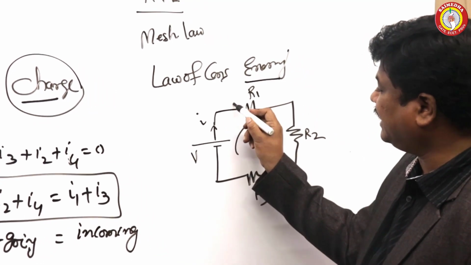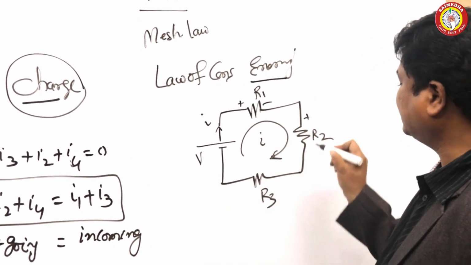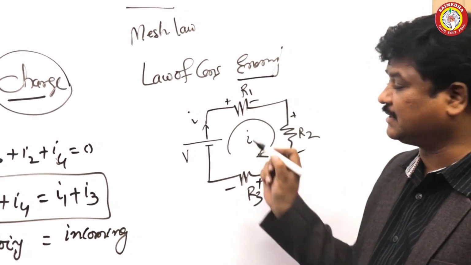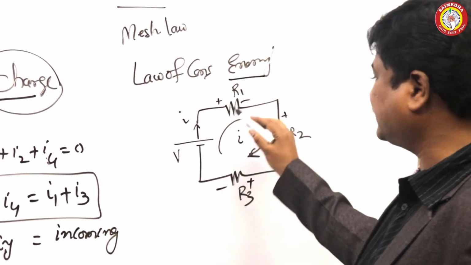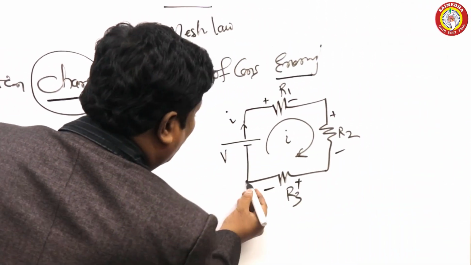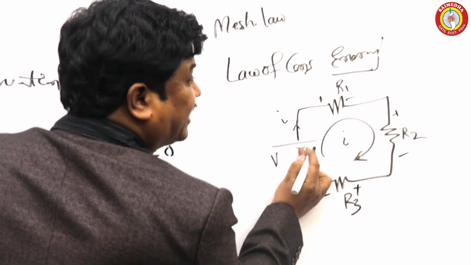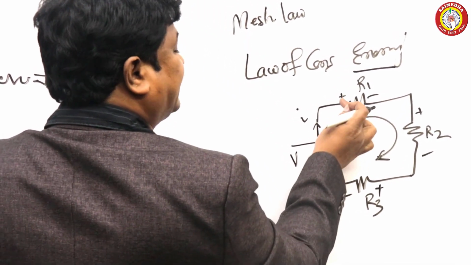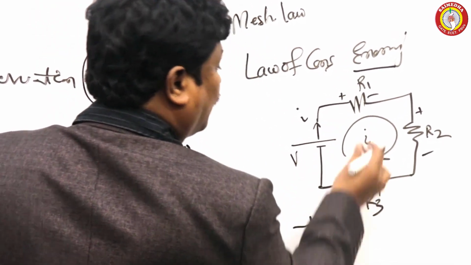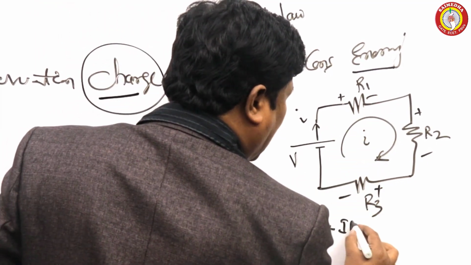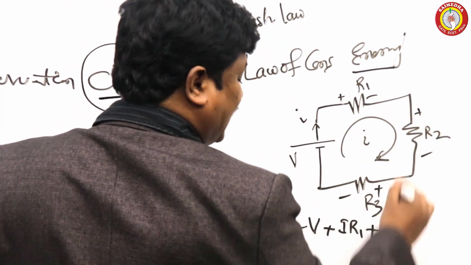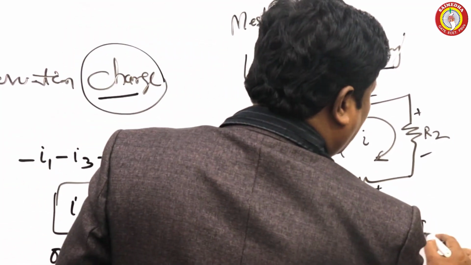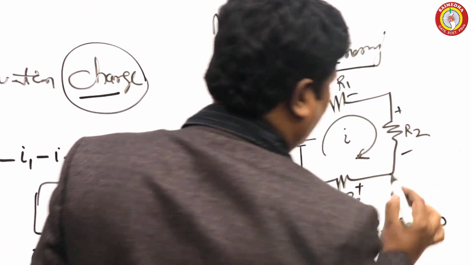Whenever current is entering here, this is plus, minus, plus, minus, plus, minus, where the entering terminal, all the terminals are considered as plus. Now you take some closed path. If you are moving from this point, what is the potential you got initially? Minus V. And go like this, what you got? Plus. What is this one? I into R1 plus. This is also plus. I into R2 plus. Again this is also plus. I into R3 is equals to 0.